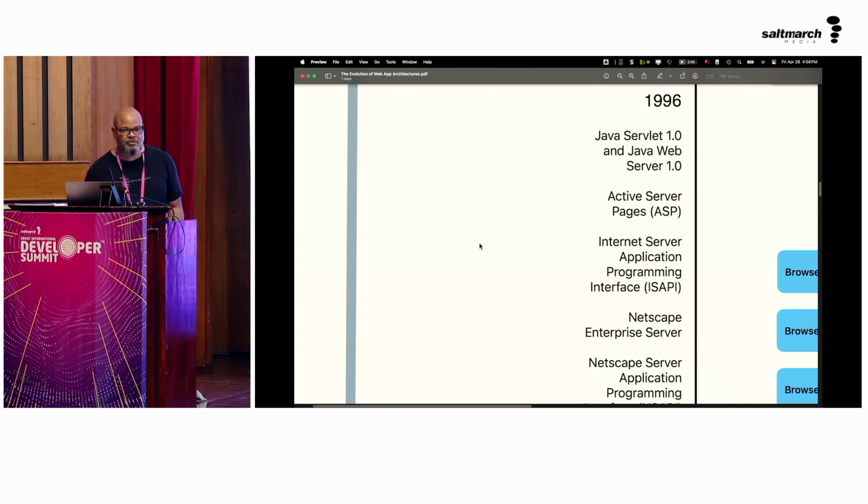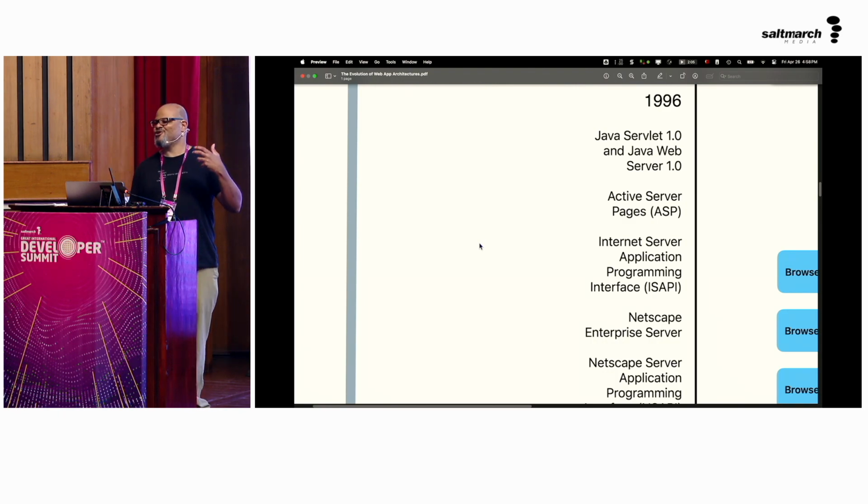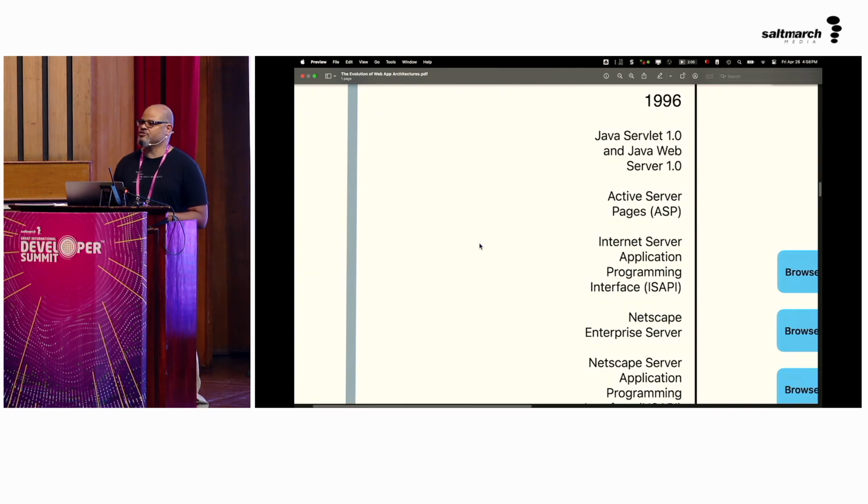We can run things in process. There's no process per request going on. We can have one thread for each request. Okay. So that's when we had the Servlet API. In Java Web Server, there was actually a Java Web Server that came out back then as well. They had the Servlet API built into it.